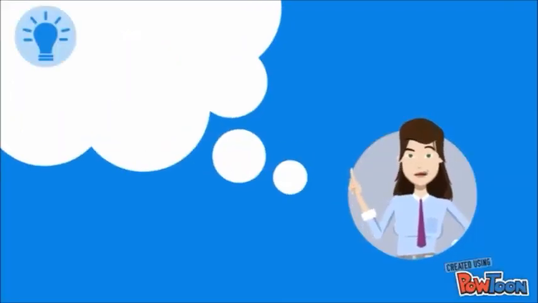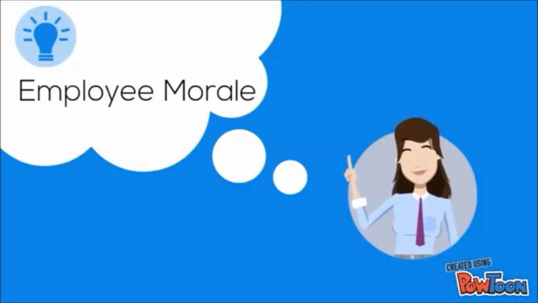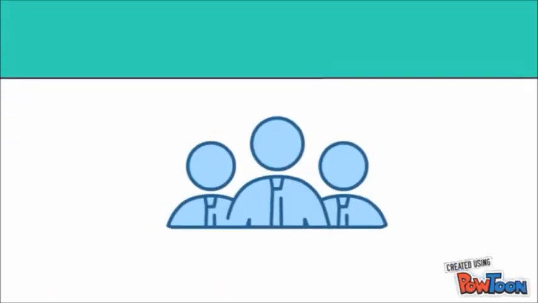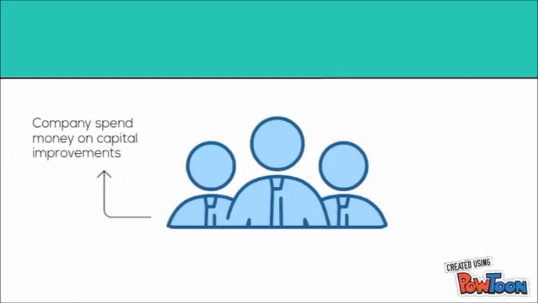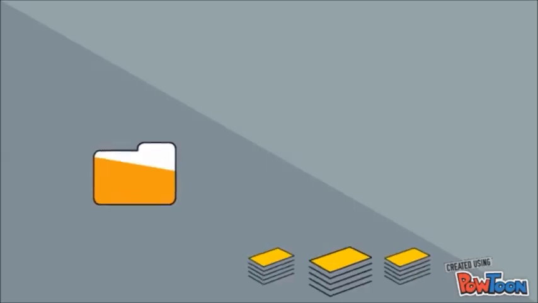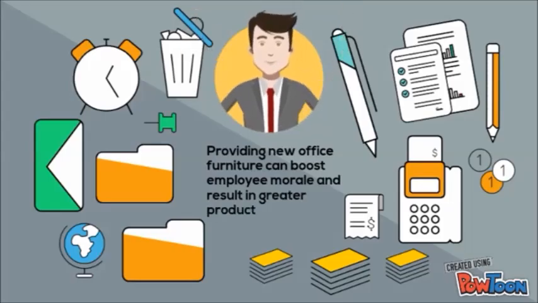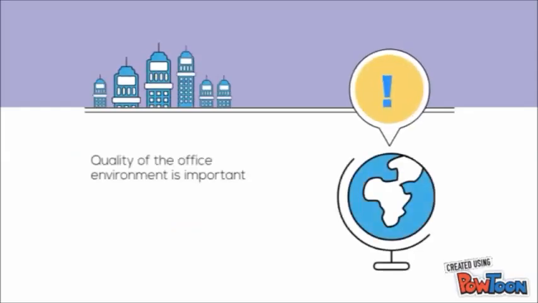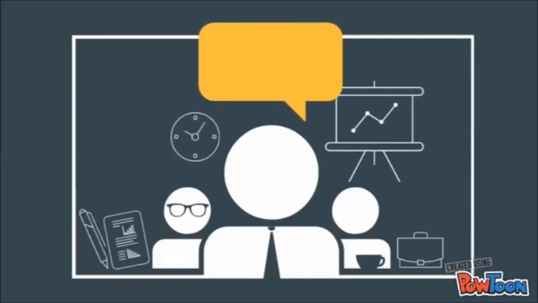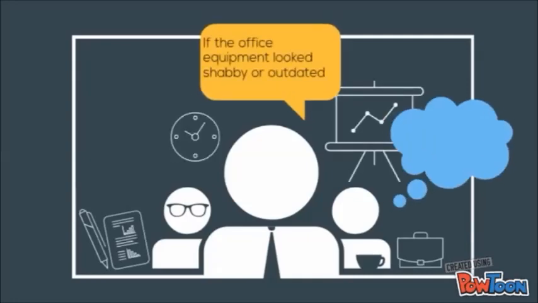Now, moving on to the next consideration, which is employees' morale. Companies sometimes spend money on capital improvements because they want to create a good work environment for their employees. For instance, providing new office furniture may not have an immediate return. Quality of office environment is also important in portraying the image of the company to customers and vendors who visit the office. If the office environment looks outdated, the customers will turn around, and they will definitely deal with other companies who look more professional.